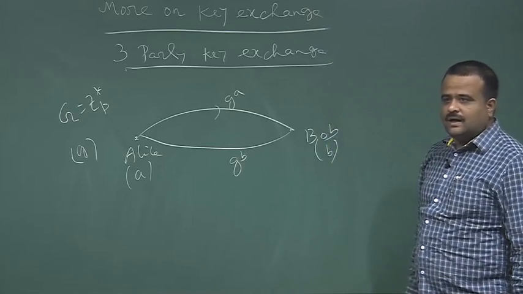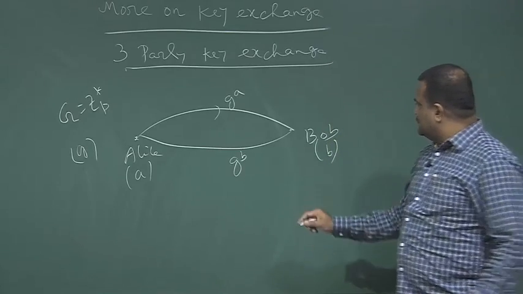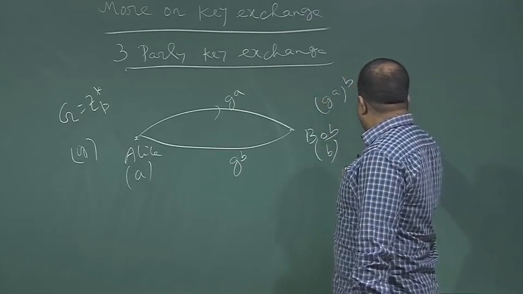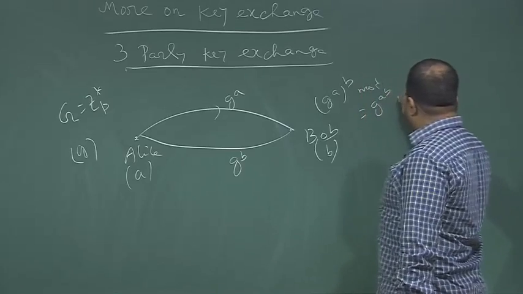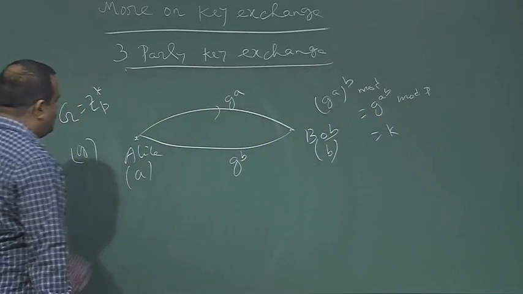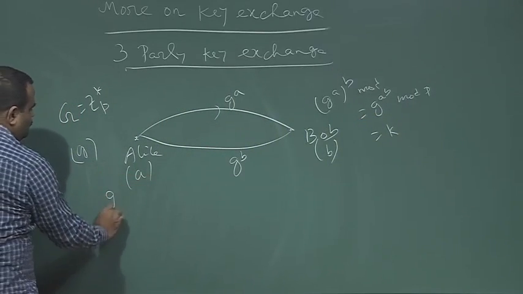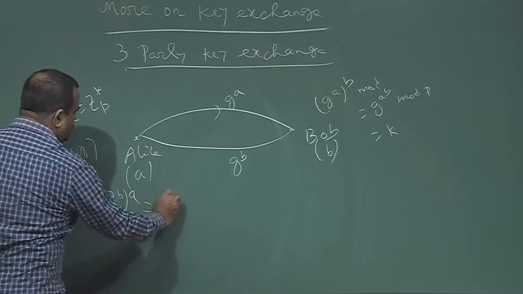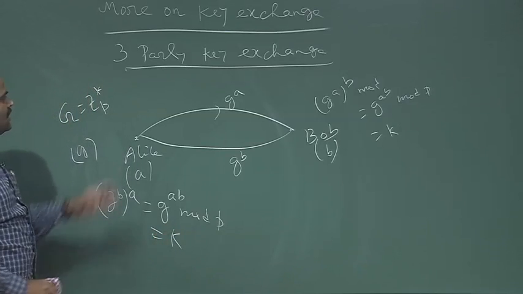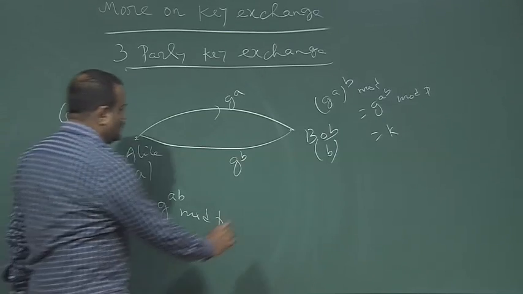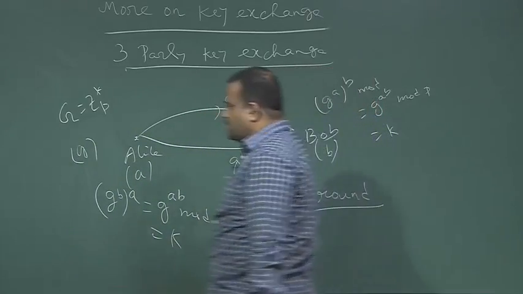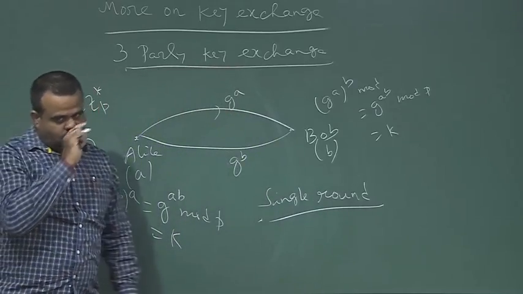Then Alice computes g to the power b, to the power a, mod p, which is basically g to the power ab mod p, which is the key. Bob receives g to the power a and computes g to the power a, to the power b, so g to the power ab mod p. So this is basically the same key. They agree on a common key in a single round. So this is a single round key exchange protocol. Just one communication is required to establish this key.